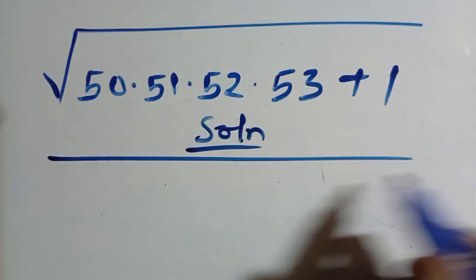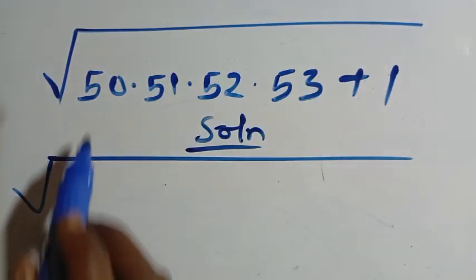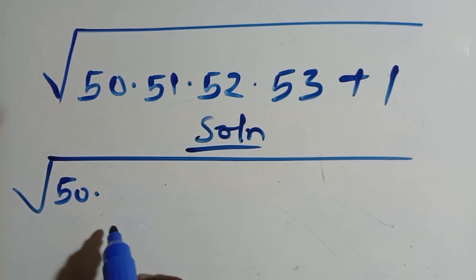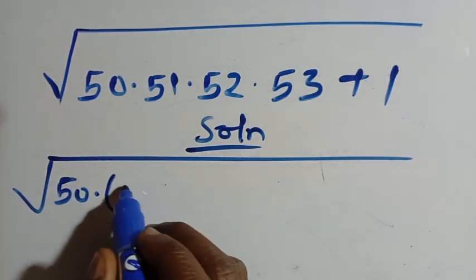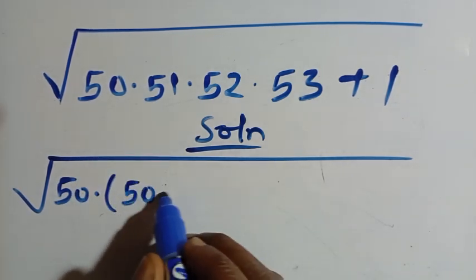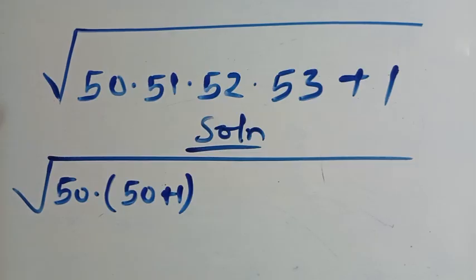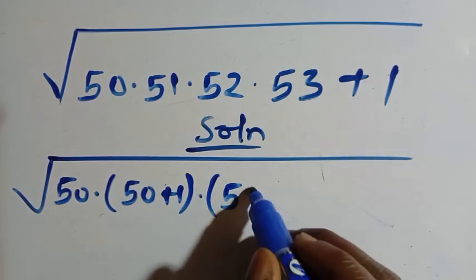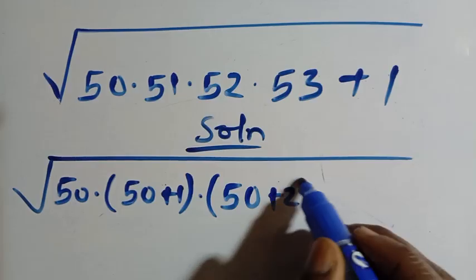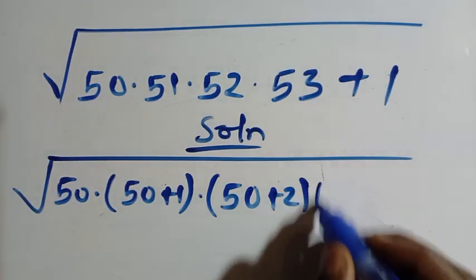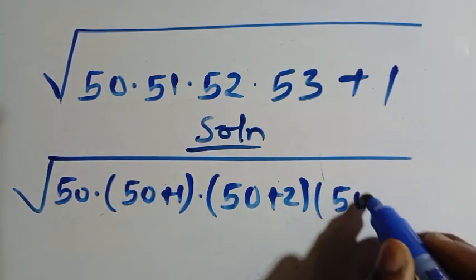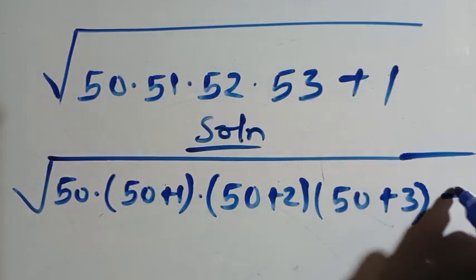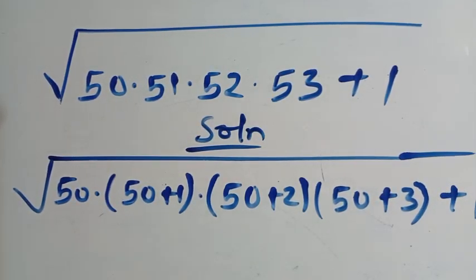And here we have the square root of, so the first one is 50 multiplied by 51, which we can write as 50 plus 1. And also we have 52, which is 50 plus 2, while 53 is 50 plus 3. Then there is the plus 1.